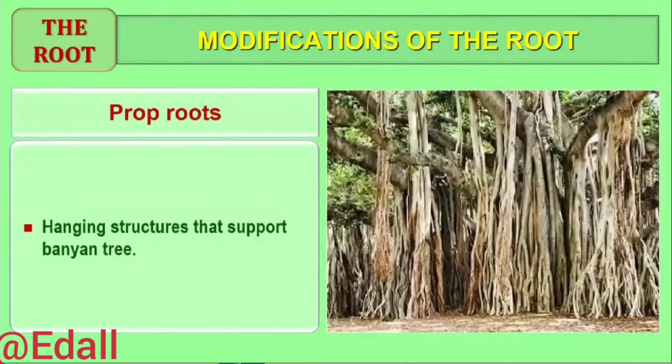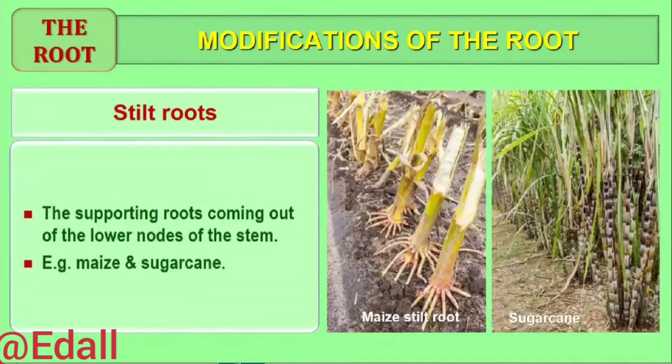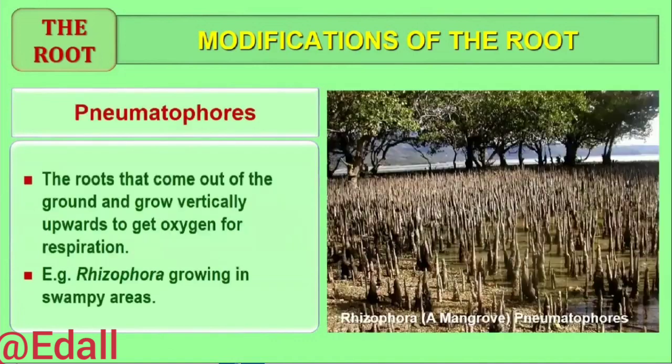Have you ever wondered what those hanging structures that support a banyan tree are? These are called prop roots. Similarly, the stems of maize and sugarcane have supporting roots coming out of the lower nodes of the stem. These are called stilt roots. In some plants such as Rhizophora growing in swamp areas, many roots come out of the ground and grow vertically upwards. Such roots, called pneumatophores, help to get oxygen for respiration.